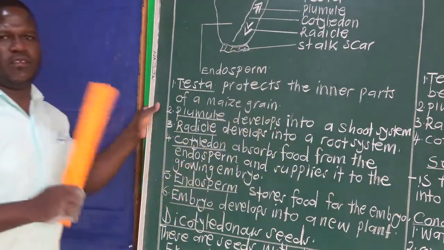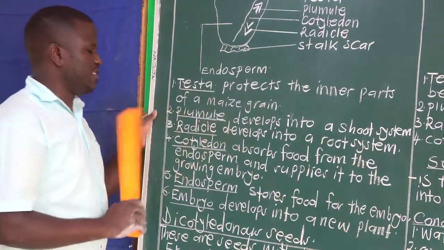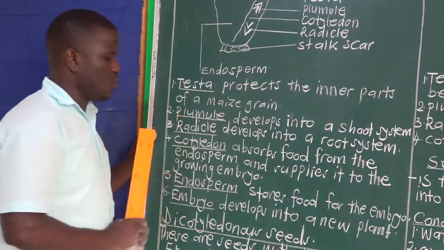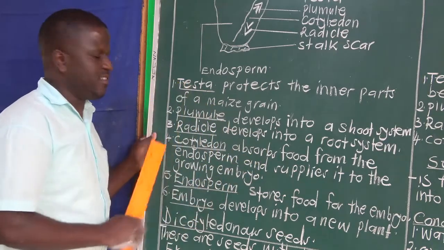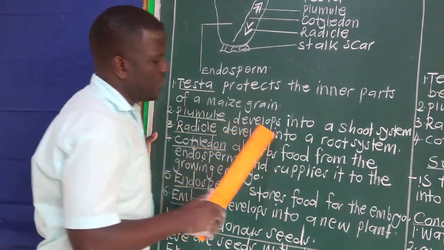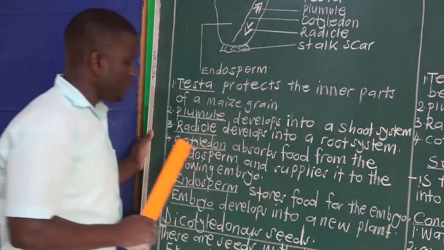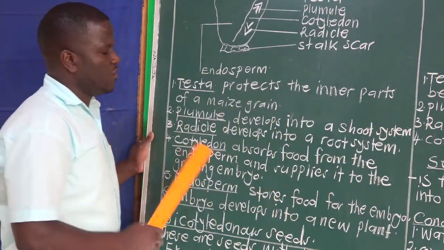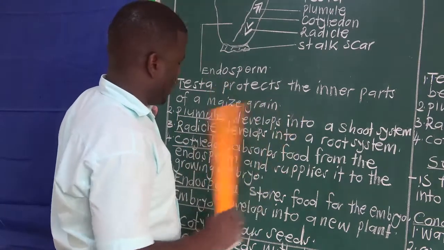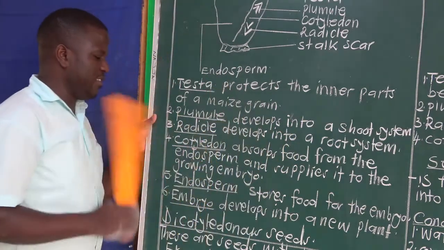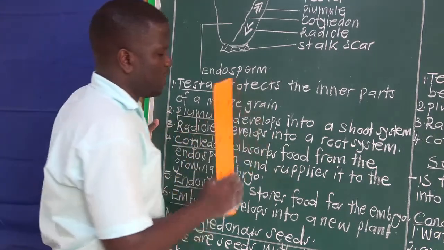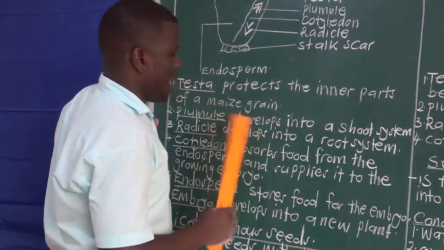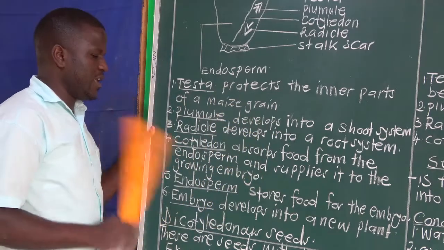We have a part called the radicle. The radicle develops into a root system. Cotyledon. The cotyledon absorbs the food from the endosperm and supplies it to the growing embryo. I repeat, the cotyledon absorbs the food from the endosperm and supplies it to the growing embryo.